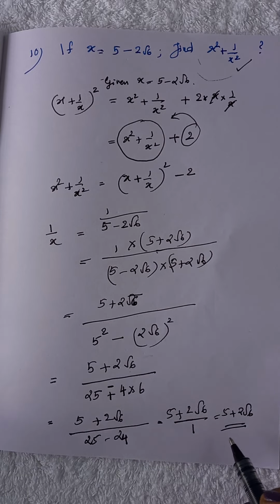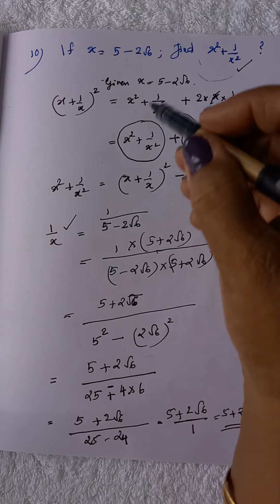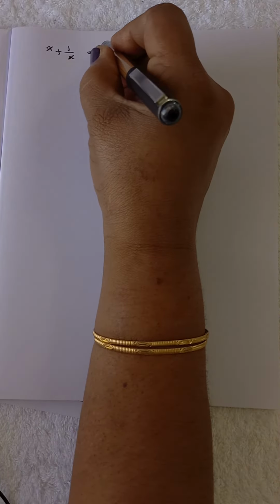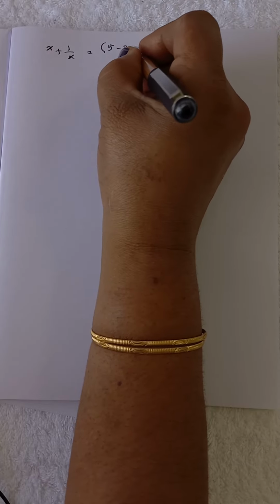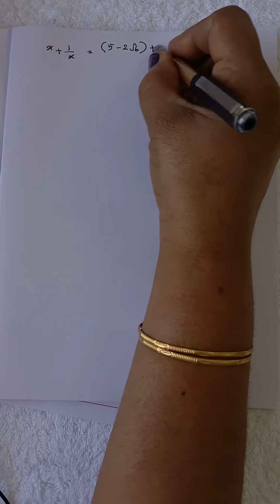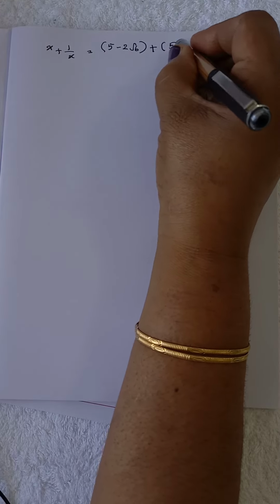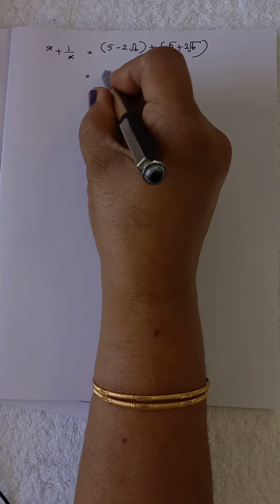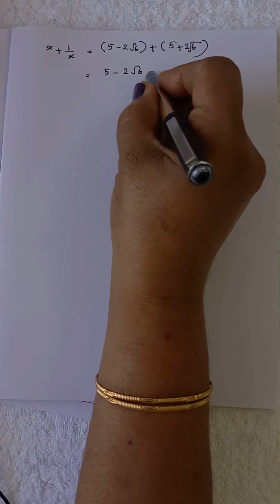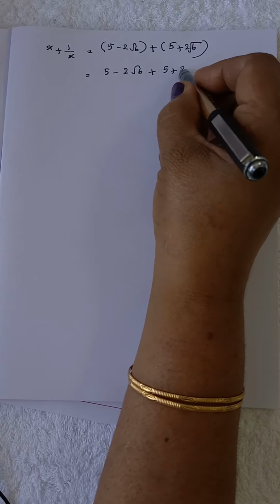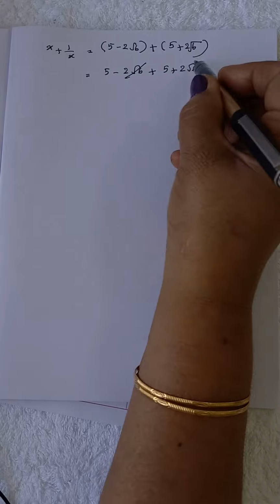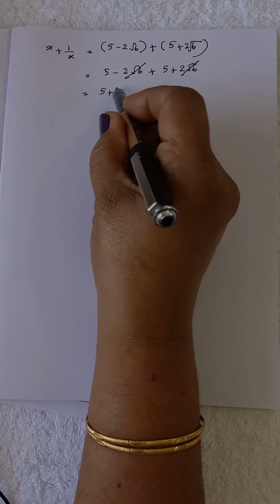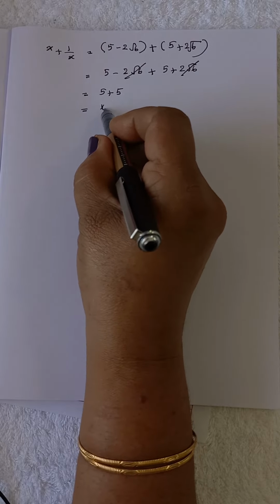Now let us find out this x plus 1 by x. 1 by x we got, x we know. So x plus 1 by x, that is equal to, value of x is 5 minus 2 root 6 plus 1 by x. Value of 1 by x we found it as 5 plus 2 root 6. So on removing the bracket we will get 5 minus 2 root 6 plus 5 plus 2 root 6. Here this minus 2 root 6 and plus 2 root 6 we can cancel. Now what is remaining? 5 plus 5. That is equal to 10.